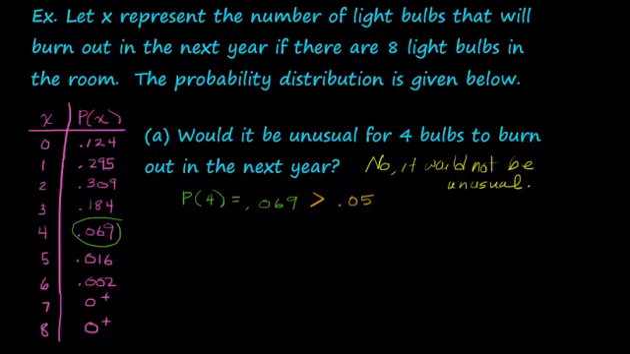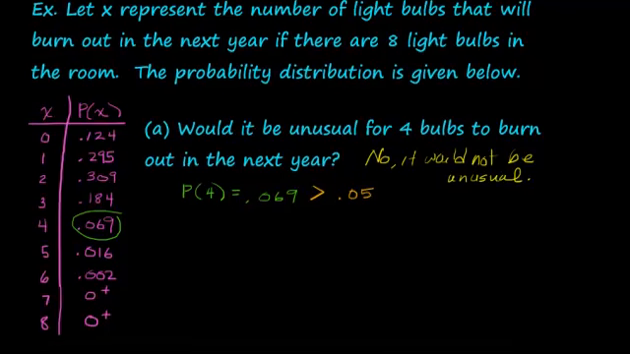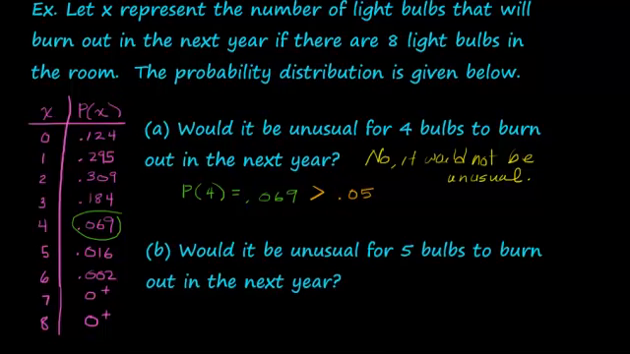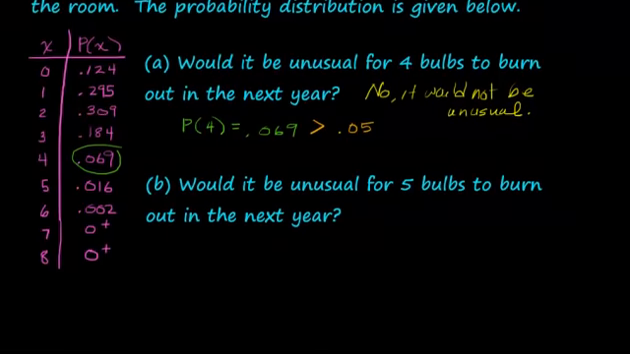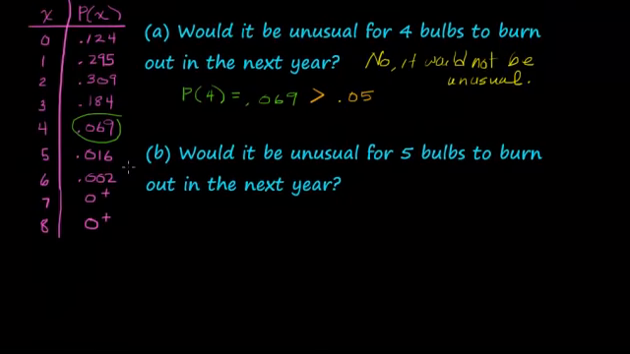Okay. And we saw that before with this example when we looked at 4 also, right? And notice that 0.069 is kind of close to 0.05. Remember our cutoff point, our maximum usual value was 4.2, so it was close there also. Okay, another question we might be asked. Would it be unusual for 5 bulbs to burn out in the next year?